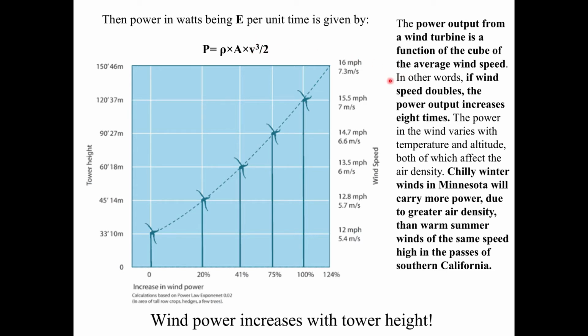So in other words, if the wind speed doubles, meaning that the wind speed increases by only a factor of 2, the power output increases by 8 times. So if the wind speed increases by 2 miles an hour, 2 cubed is 8, so the power output increases by 8. If the wind speed increases by 4 miles an hour, 4 cubed is 64, so the power output increases 64 times.